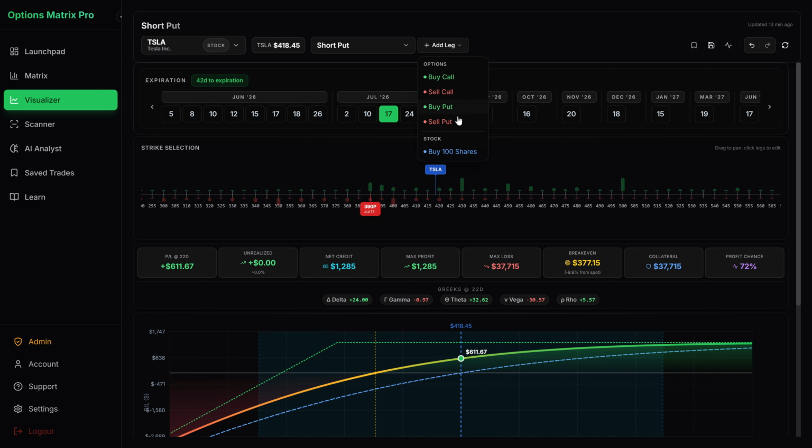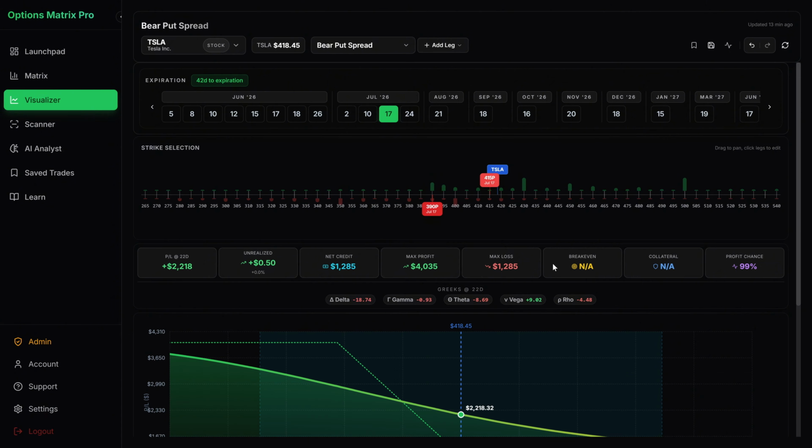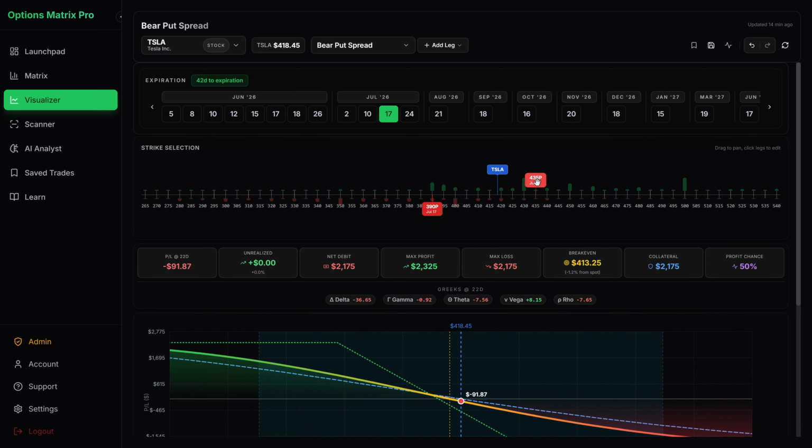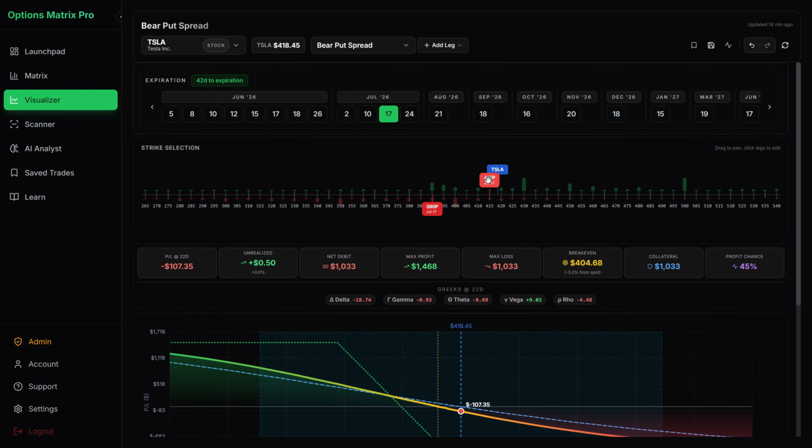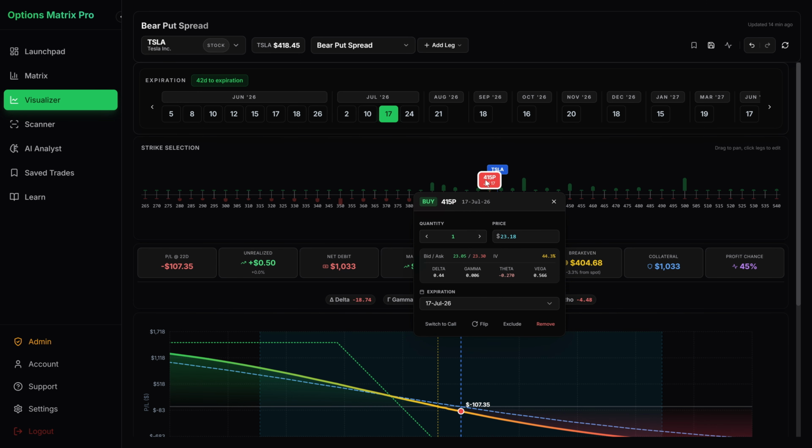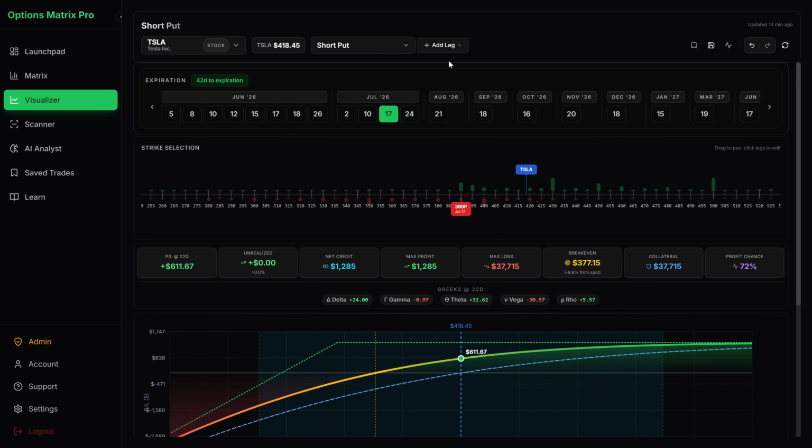You can also add and remove legs as well. So you can also just buy and sell, so you can change the entire structure and strategies of what that looks like. Just keep in mind, right now the market's closed, and so the data may not be that accurate. So you just need to keep that in mind if the market is closed.